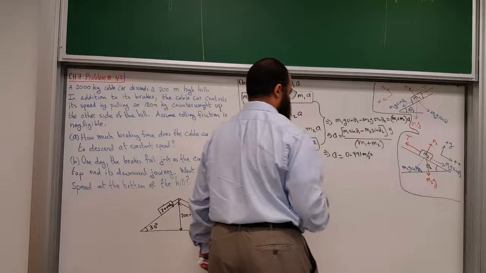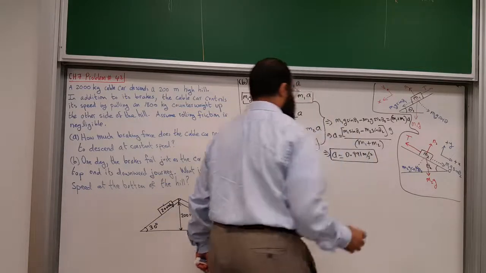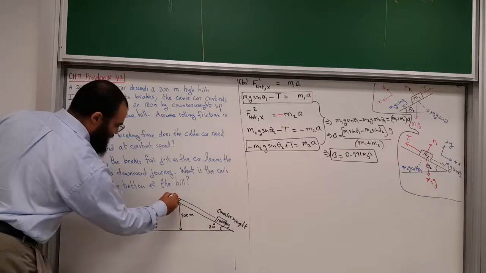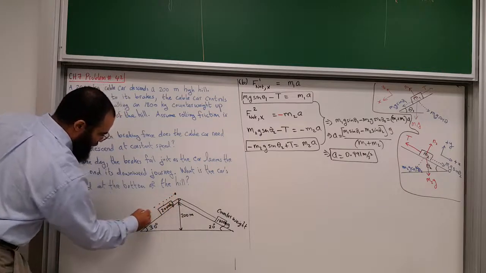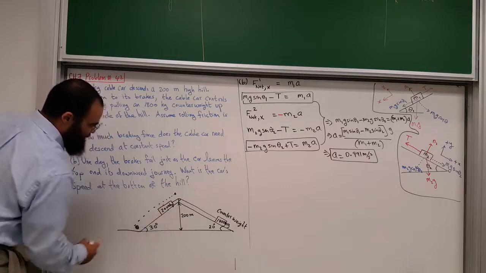Meters per second squared. Okay. That's the acceleration. We're not done, actually. We're not done with this problem. They say, what is the speed downhill? So it started here and went all the way down. So here's downhill.